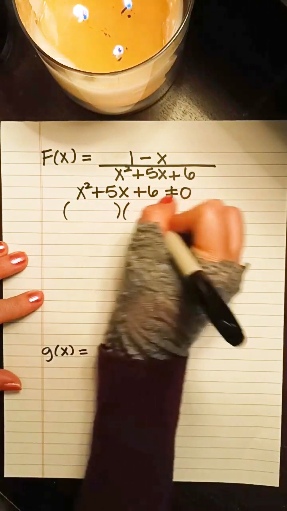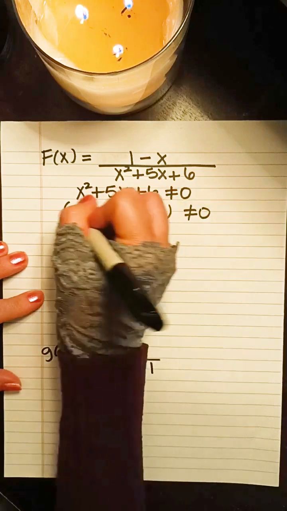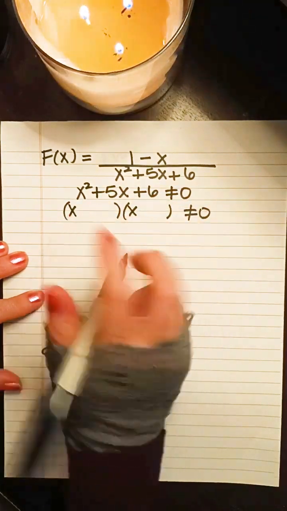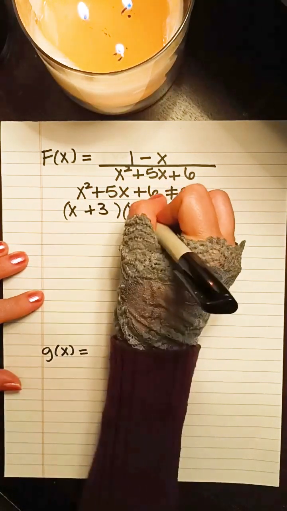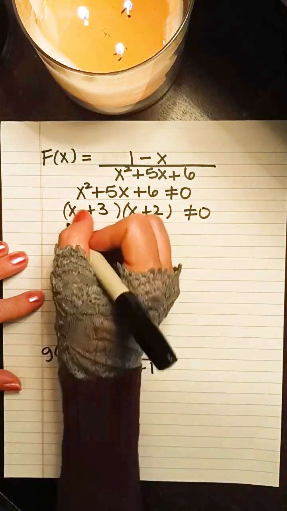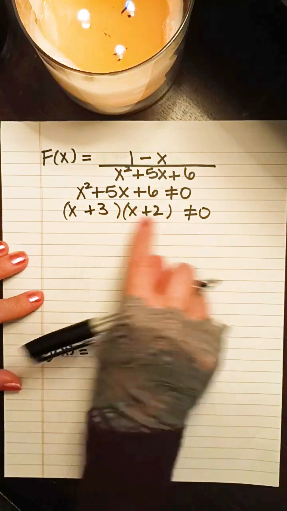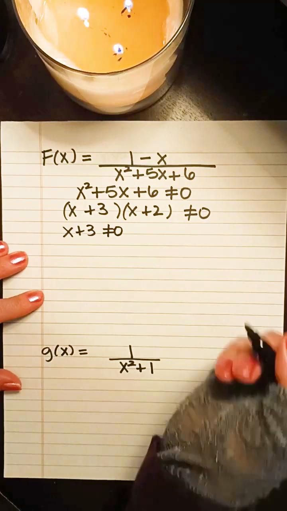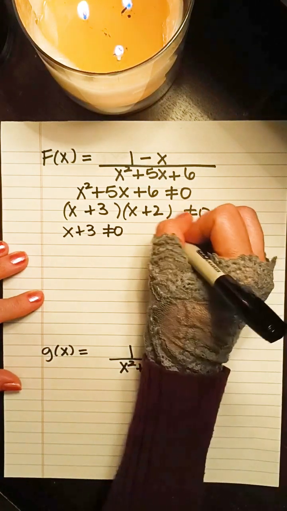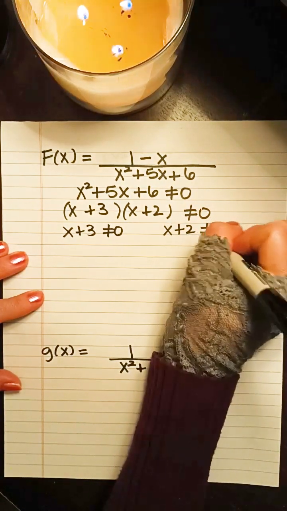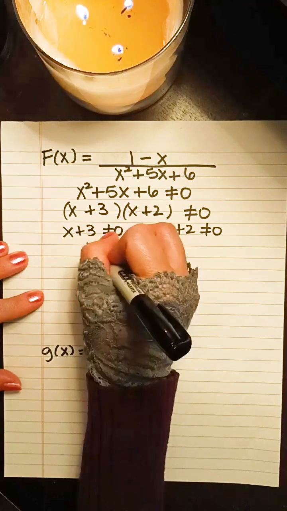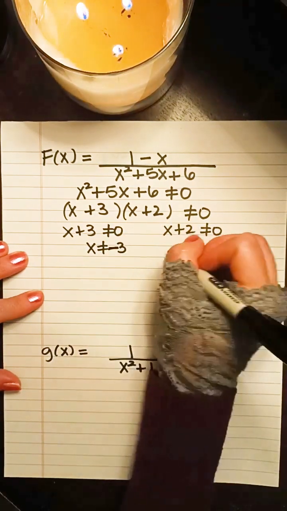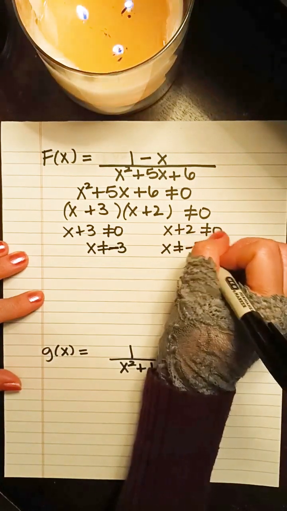So I have a quadratic. I'll write x here in my two binomials, plus 3 and plus 2, because I know 3 times 2 is 6, and 3 plus 2 is 5. Each one of those binomials can't be 0, so x plus 3 can't be 0, and x plus 2 can't be 0. So x can't be negative 3, and x can't be negative 2.